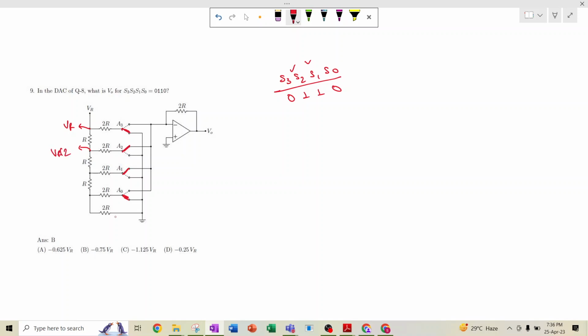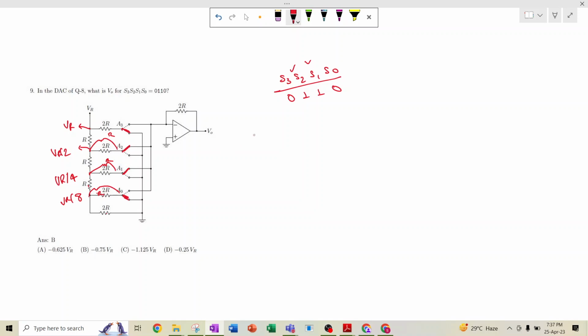Why VR by 2? Again I am discussing, 2R and 2R is parallel, so that will be replaced by R, and R plus R means 2R. This 2R and 2R is again parallel, so that means this is R, and this R plus R is 2R, and 2R and 2R is parallel, so that will be R. So that means VR with R here and R here, so it will be VR by 2. So similarly here will be half of the VR by 2, that is VR by 4, and here it will be half of the VR by 4, that is VR by 8.